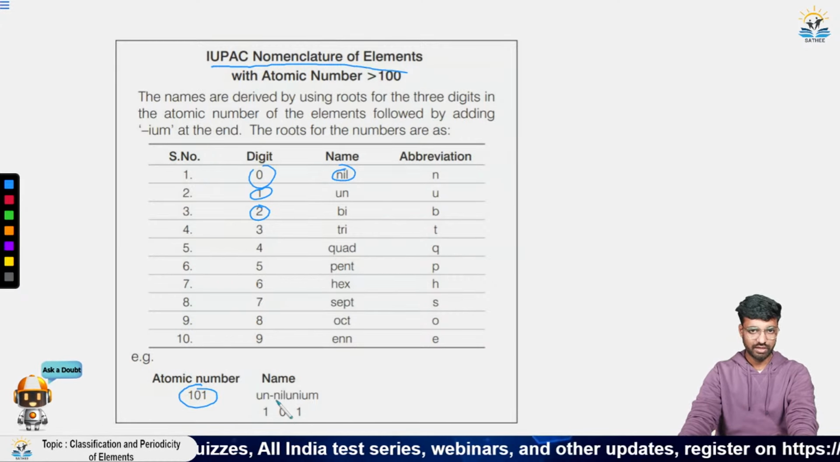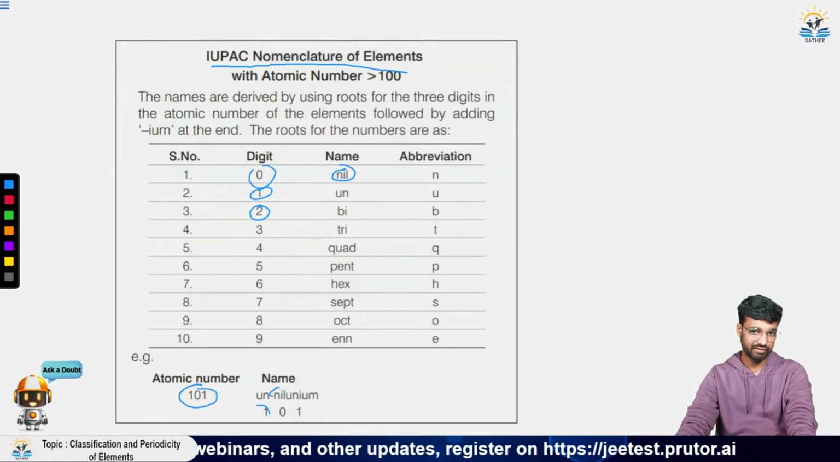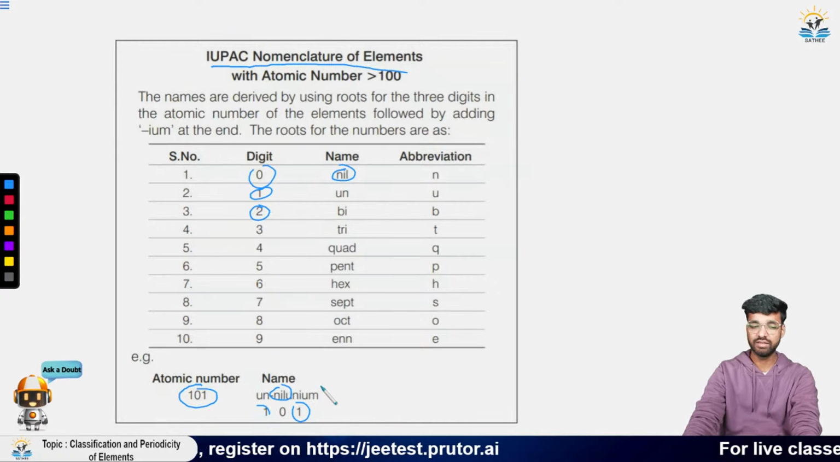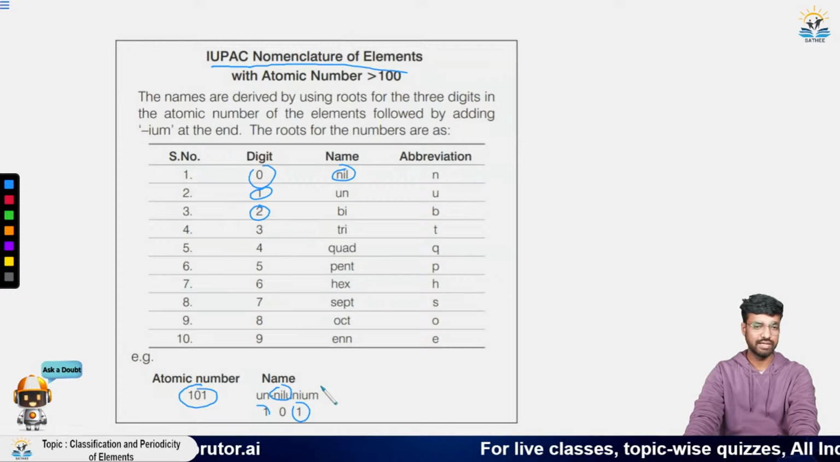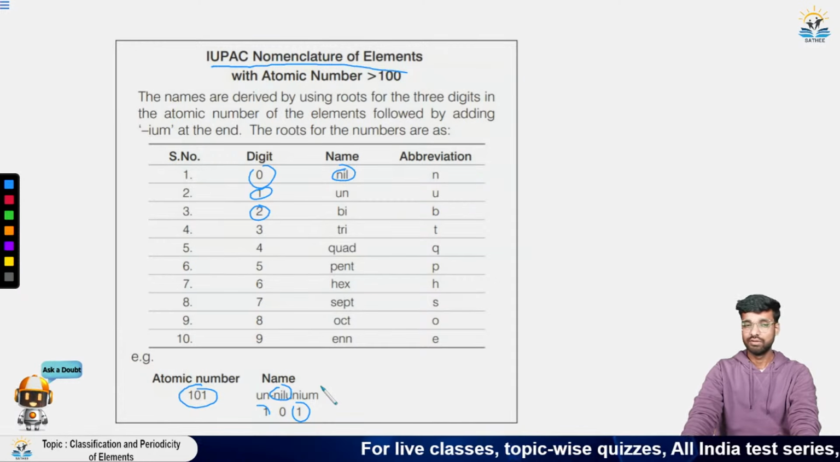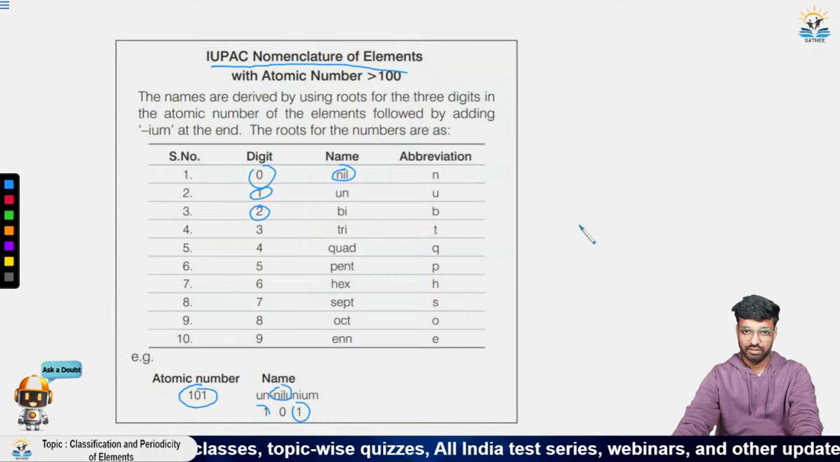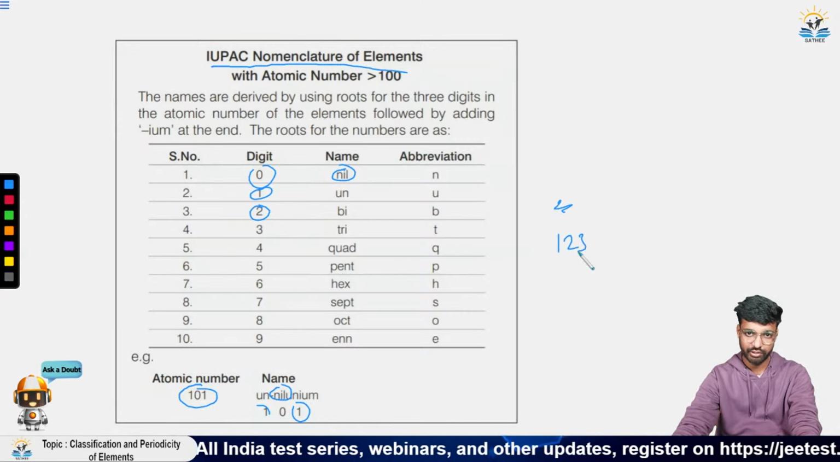We simply take the code of 1, which is un. Then for 0, we have nil. Then for 1, we have un. Now we place these three things together and put ium at the end. That's all. That is the rule we have. You have to do nothing else. Say we have another example like 123, that is 1, 2, 3.